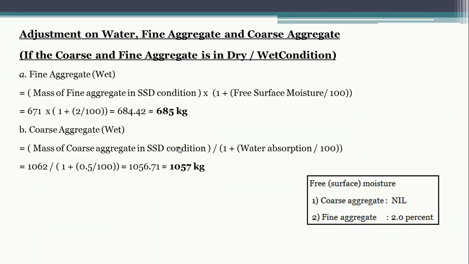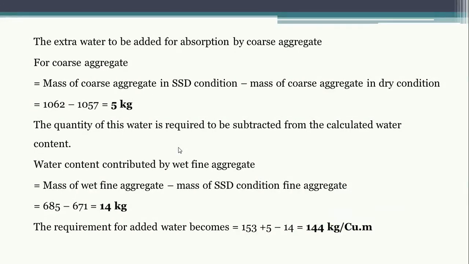Okay, now some amount of water has to be increased and some amount of water has to be decreased for the total water content. So we will see that in this step. So extra water to be added for the coarse aggregate. So mass of coarse aggregate in SSD condition is 1062 and in the dry condition that we obtained is 1057. So to make the aggregate wet, you have to increase the water content by 5 kg, whereas fine aggregate is already in the wet condition. So mass of fine aggregate in wet condition is 685 and mass of fine aggregate in SSD condition is 671. If you take the difference, you will get 14 kg. That means there is 14 kg of extra water present in the fine aggregate.